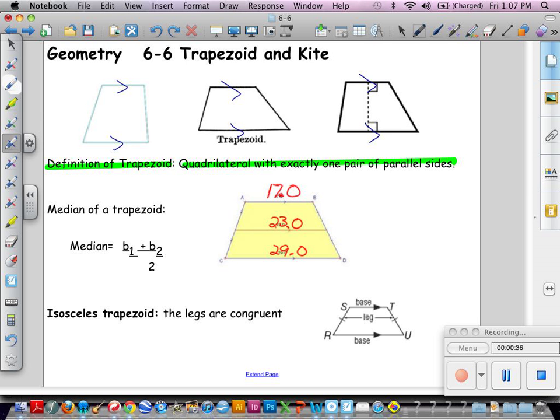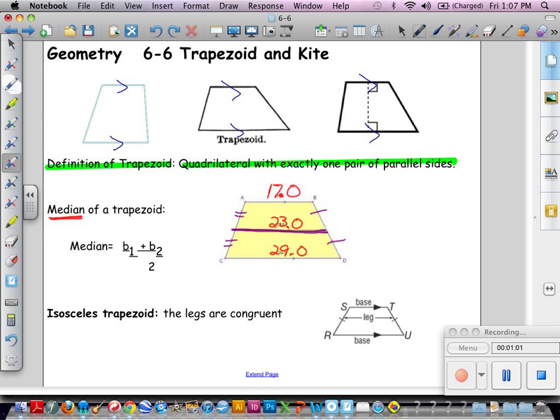In trapezoids, we have what's called a median. If you think about your driving, a median would be the middle of the road. Same thing with a trapezoid. That would be the middle of the trapezoid. That breaks it into two pieces. The top and the bottom are equal. This top and bottom are equal. So that identifies the median.